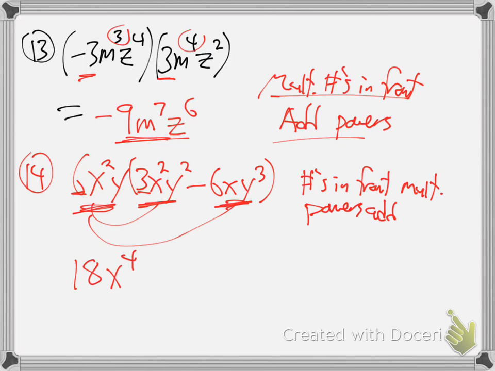Powers, what's the x to the 4? Y to the what? 3. Yeah, because there's the invisible 1. Always there, lurking. Minus. 6 times 6 is 36. 1 and 2 makes 3. 1 and 3 makes 4.